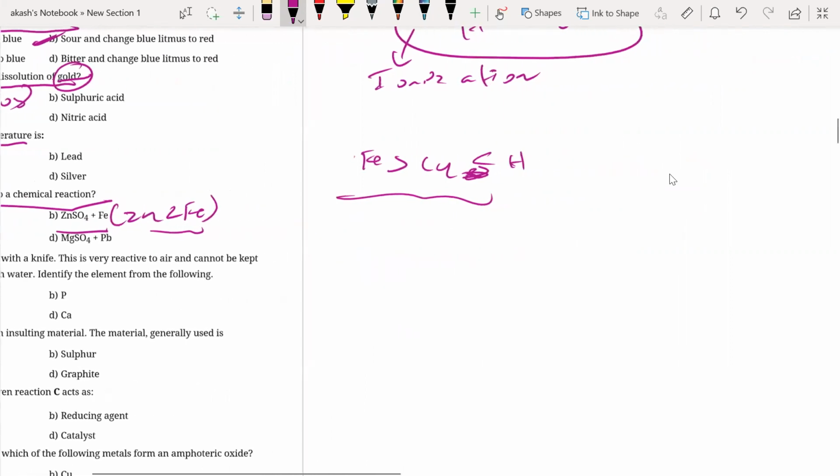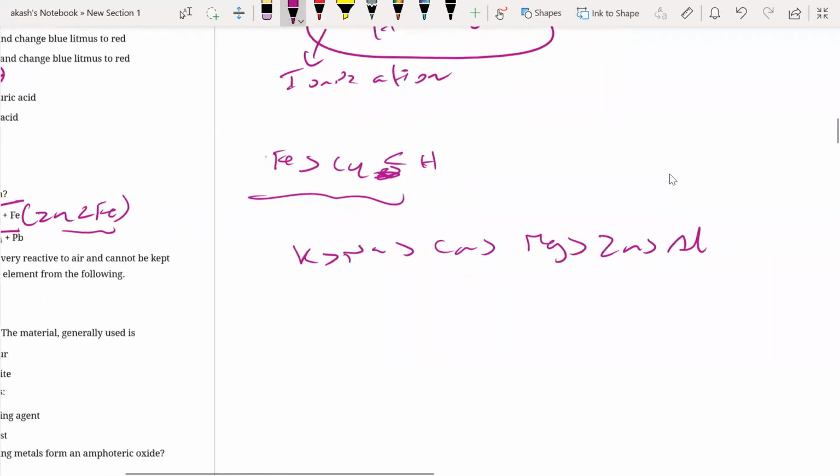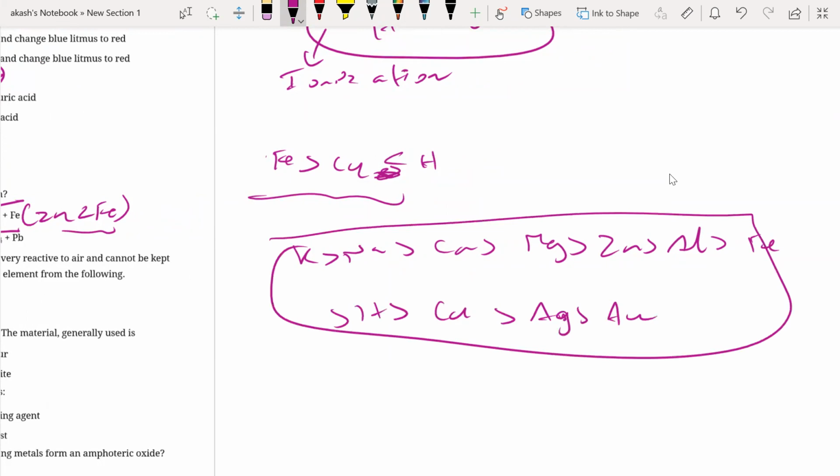This is the reactivity order: potassium, sodium, calcium, magnesium, aluminium, zinc, Fe, hydrogen, copper, silver, gold. This is the reactivity order. This is Fe. And obviously, before zinc and aluminium comes your lead also, Pb. Right? So this is the reactivity order.